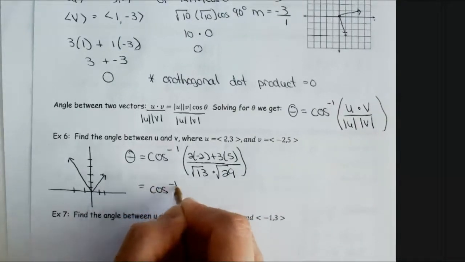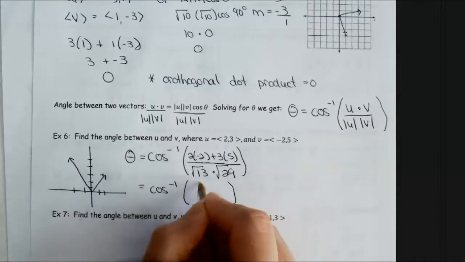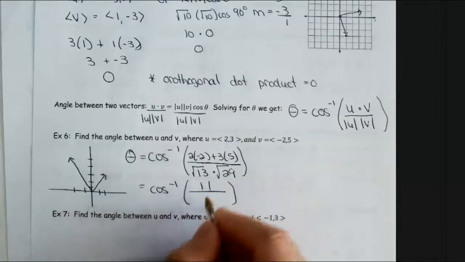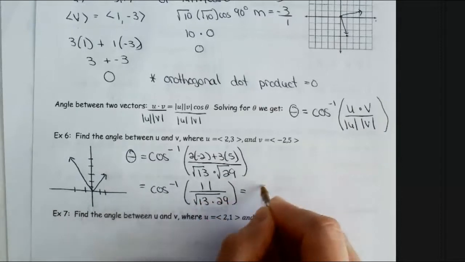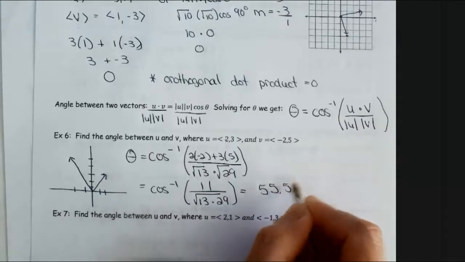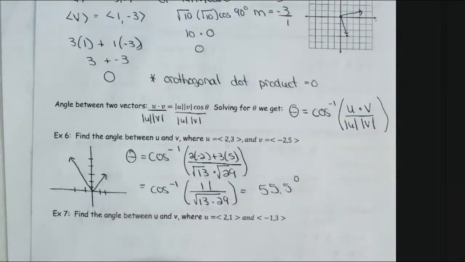So we've got inverse cosine. My numerator simplifies to 11. My denominator is 13 times 29, and I end up with 55.5 degrees. I'm going to pause it and grab my calculator just so I can show you how to enter that in there as well.